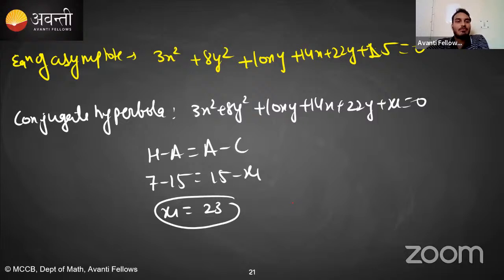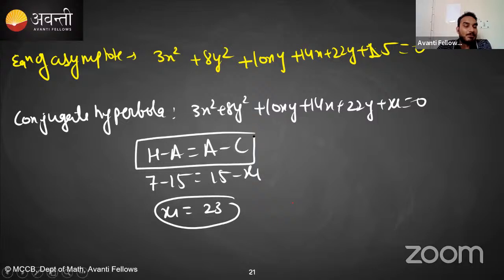So for the asymptote, first you will have to put d equal to 0, because the asymptote represents a pair of two straight lines. So with d equal to 0 we can get the equation of the asymptote, and then using the relation h minus a is equal to a minus c, we can get the equation of the conjugate hyperbola. This is a really important concept.